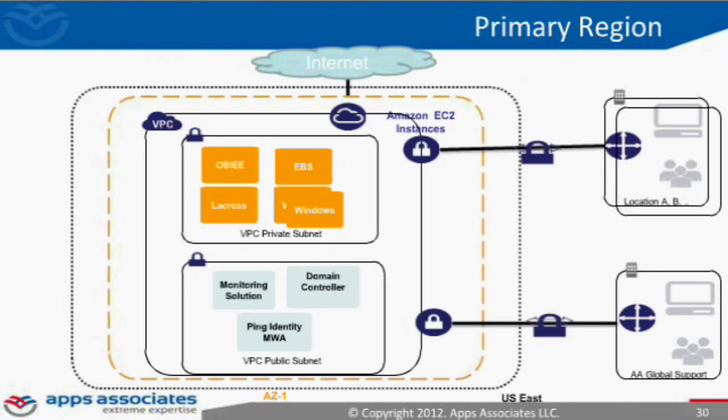We're showing the various locations on the top right, connected by site-to-site VPN tunnels directly from each location to the AWS region. And the Apps Associates team are also connected by a site-to-site VPN tunnel into this environment to help manage and administer their now remote corporate infrastructure, data center infrastructure on the AWS platform.